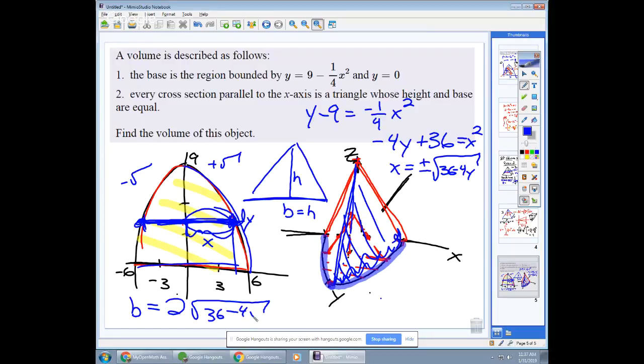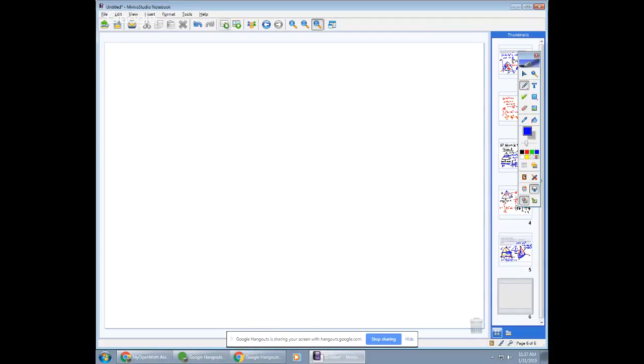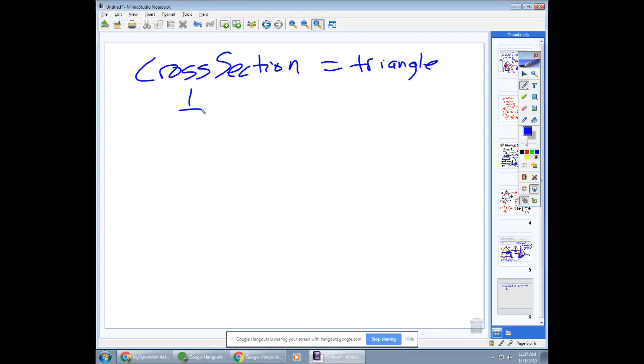Minus 4y. So that's the base. What's the height of this thing? The same thing. That's the height of it. I'm going to take this to a new page. So my cross section is a triangle, right? And a triangle has an area of 1/2 base times height.